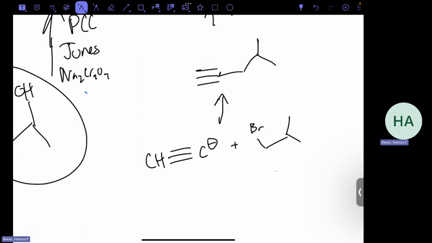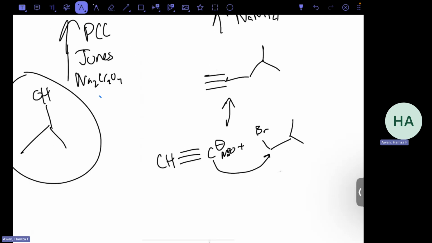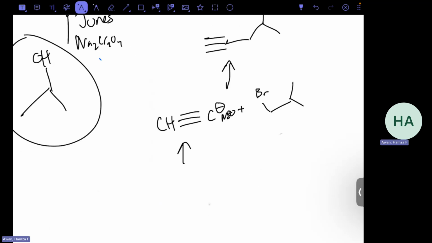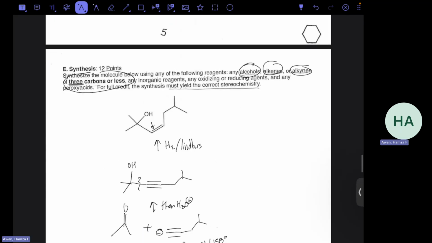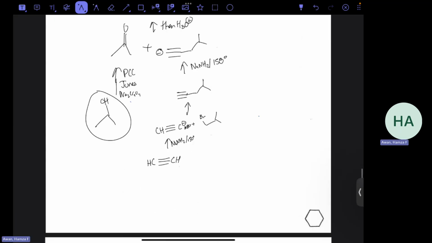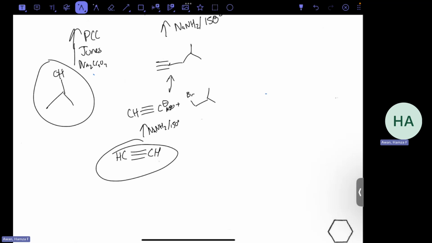So if this reaction were to take place, Na plus, this carbon would attack this, and it would have an SN2 reaction, right? Because it's a primary halide. So that gets rid of our triple bond, and we can just do the same NaNH2/150, and that will get rid of our minus charge, and we have our triple bond, or with 2 carbons, so alkyne of 3 carbons or less. So this is completely fine, right?